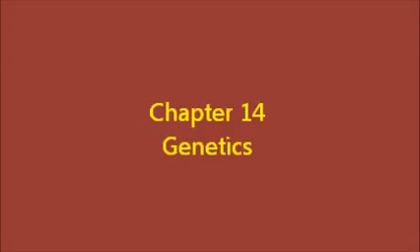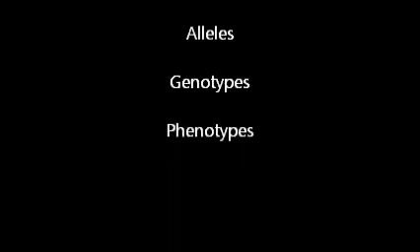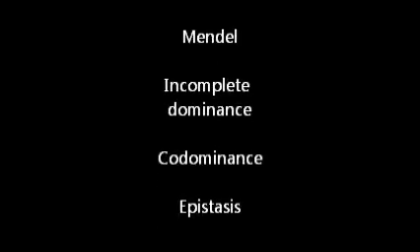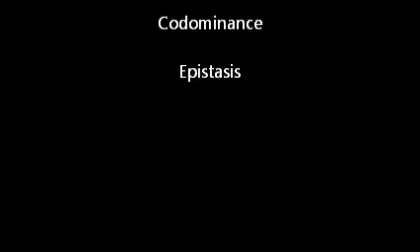Hi! Today we will be talking about Chapter 14, Genetics. In this video, we will be talking about alleles, phenotypes, genotypes, types of alleles, types of genotypes, Mendel, codominance, epistasis, and incomplete dominance. We will also look at how to make a Punnett square.